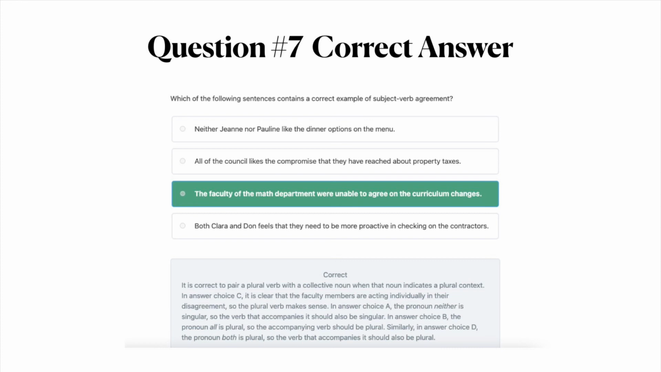In answer choice C, it's clear that the faculty members are acting individually in their disagreement, so the plural verb makes sense. In answer choice A, the pronoun neither is singular, so the verb that accompanies it should also be singular. In answer choice B, the pronoun all is plural, so the accompanying verb should be plural. Similarly, in answer choice D, the pronoun both is plural, so the verb that accompanies it should also be plural.